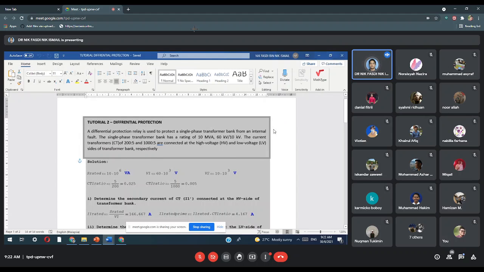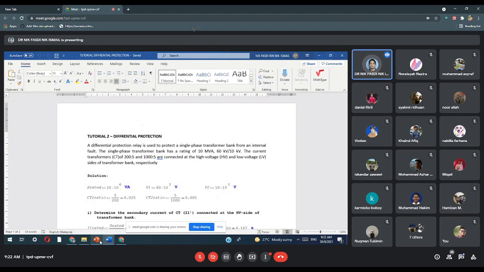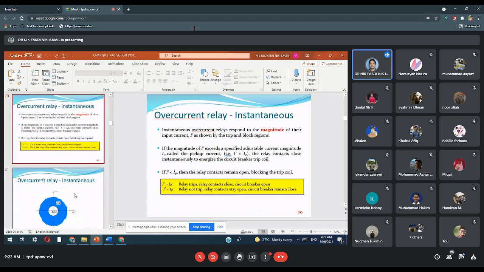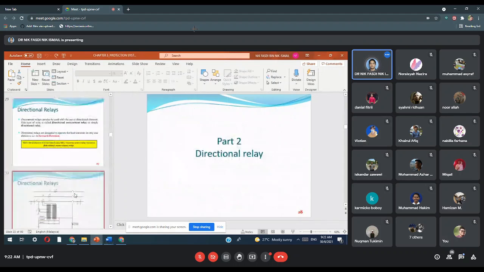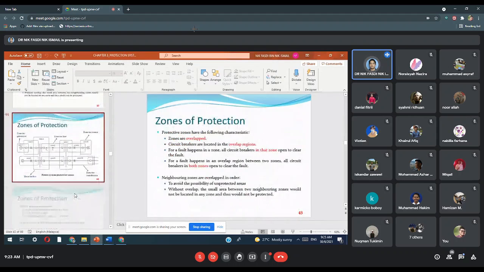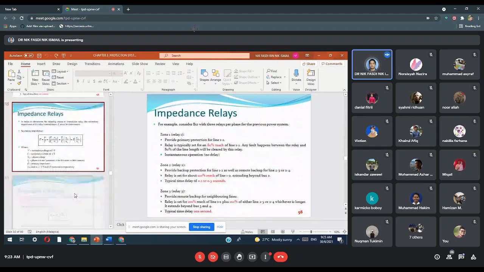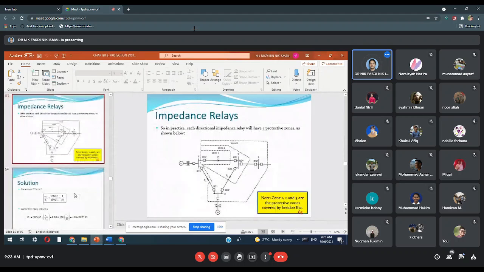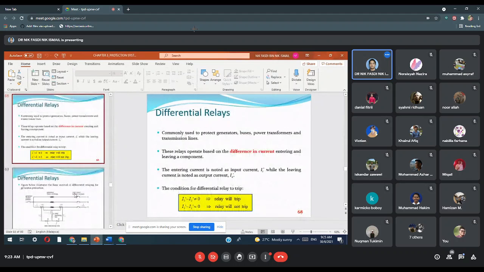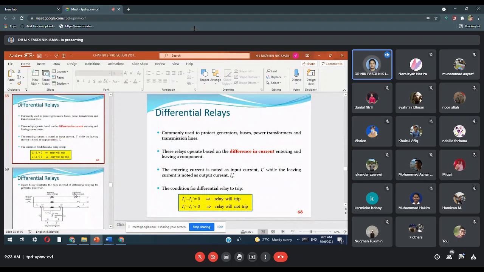So apa question dia? Dalam ni dia tak bagi diagram, tak apalah, kita buka dalam, mesti ada, sama je konsep dia. Kita tengok pada differential relay. So differential relay tahu dia ada mismatch of current, kita pernah kira sebelum ni. Tapi soalan ni agak basic.